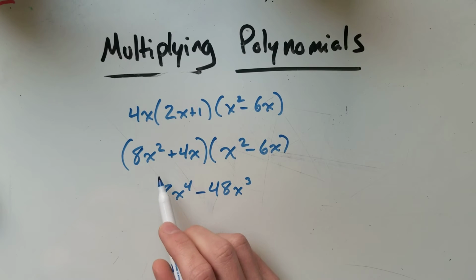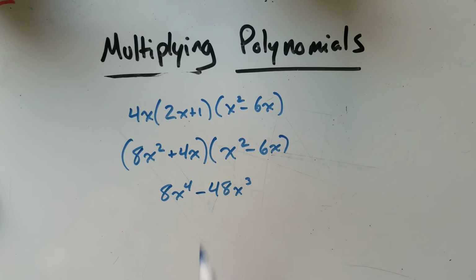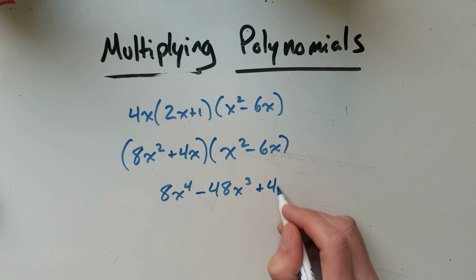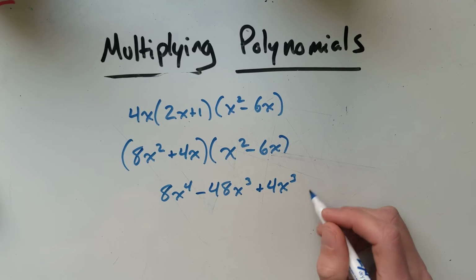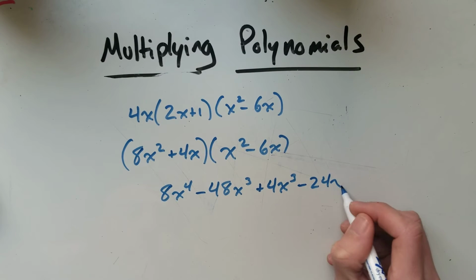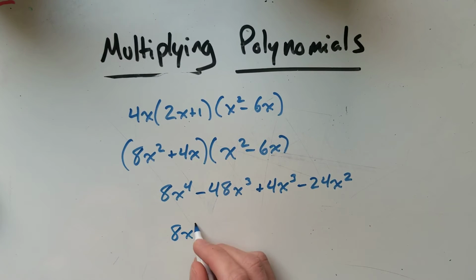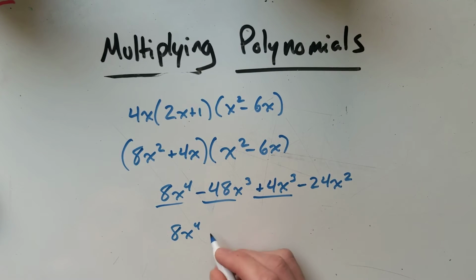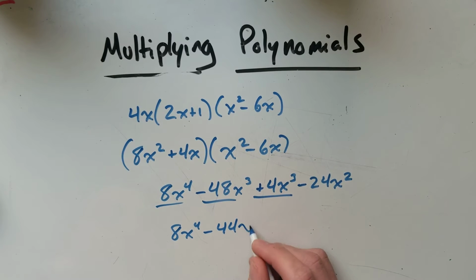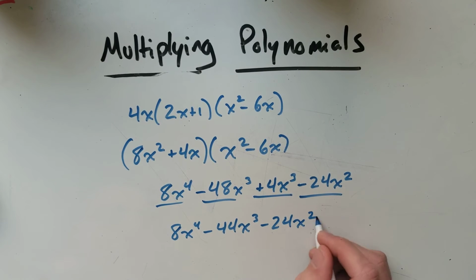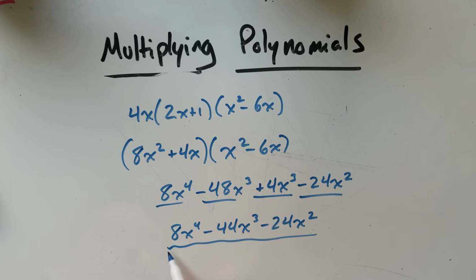And then we're on to our 4x now. So we took care of the 8x being distributed. Now the 4x. 4x times x squared is plus 4x to the third. 4x times negative 6x is negative 24x squared. And now we just need to combine like terms. So we only have 8x to the fourth. That's taken care of. These are like terms, so we combine them. We should get negative 44x to the third. And then we have minus 24x squared. And there's our simplified expression in the end.